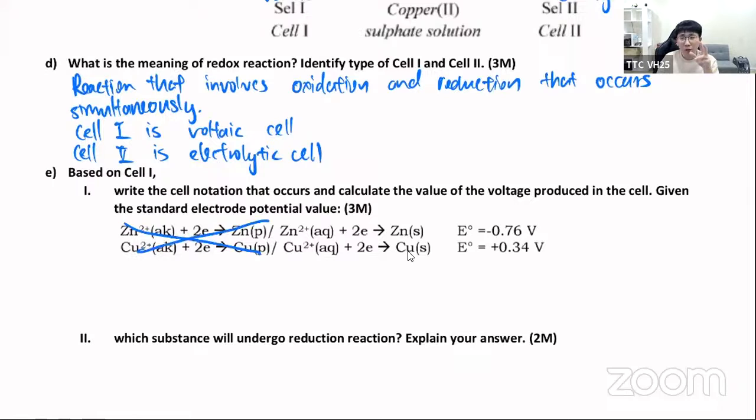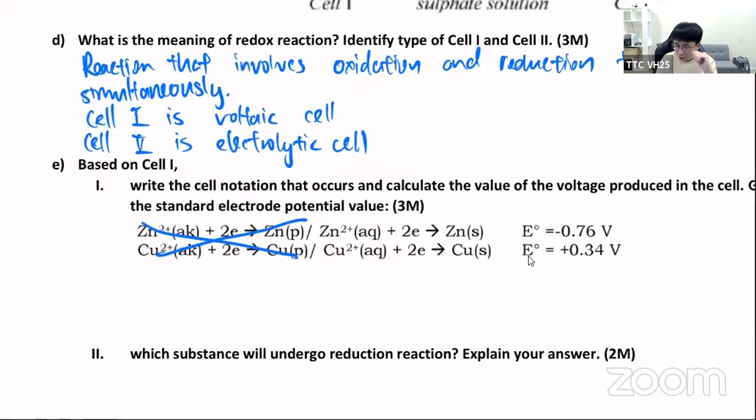So are they arranged in the correct arrangement? Yes, it's actually from negative to positive. That's correct. How to write cell notation? Guys, I gave you a shortcut on cell notation. Cell notation starts from the top right, 1, 2, 3, 4, like that. Go anti-clockwise, like that. And then you write equations about it.